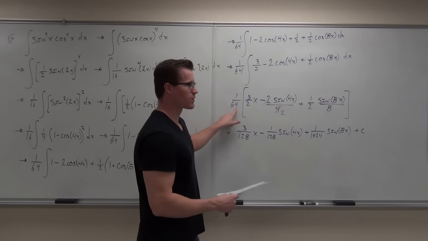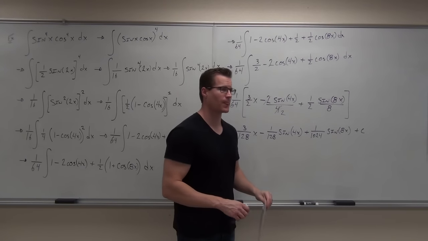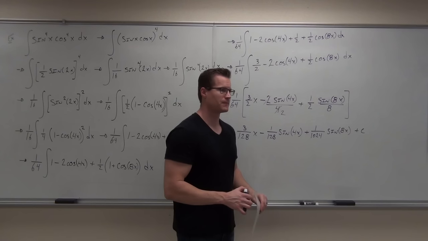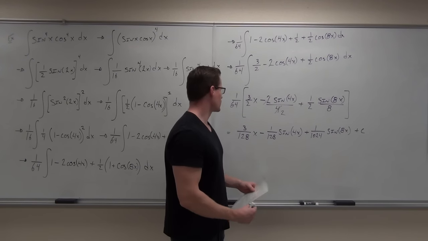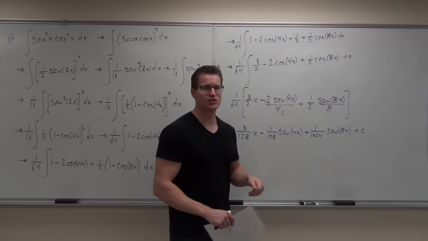Could you have left the 64? Absolutely, no problem. You could have just left it. You could factor out something else. Steve, question. Totally should have just factored out a 1/2. Yeah, you could have. Could have factored a 1/2 and made it 128, and then 3x. Should have just done reduction formula.